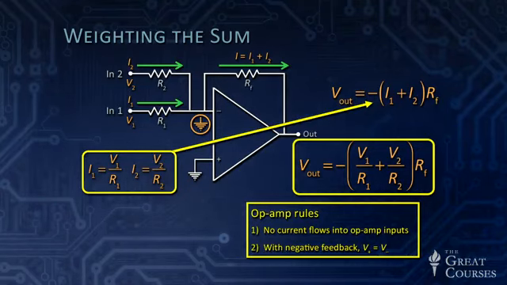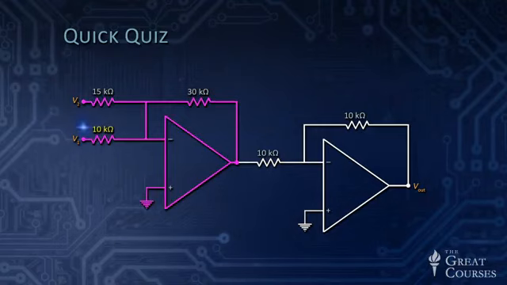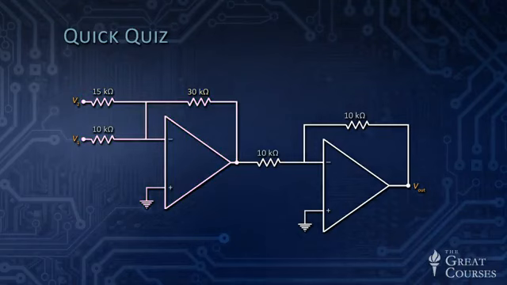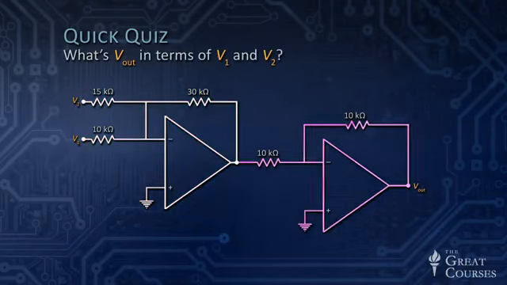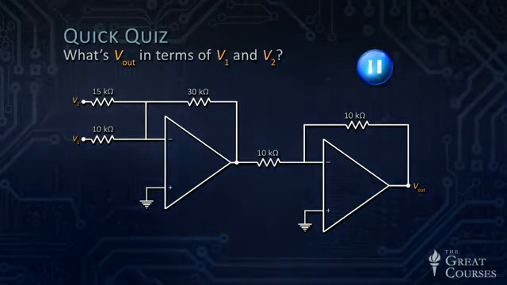And to see if you've got this whole concept, and that's a lot coming at you pretty fast, let me give you a quick quiz. So here's a circuit in which I have an inverting summing amplifier at the beginning. It's got a 10 kilo ohm input resistor for V1. It's got a 15 kilo ohm resistor for V2. It's got a 30 kilo ohm feedback resistor, and then it flips into a unity gain inverter. What's V out in terms of V1 and V2? Press your pause button and figure this out, and we'll come back and look at it.